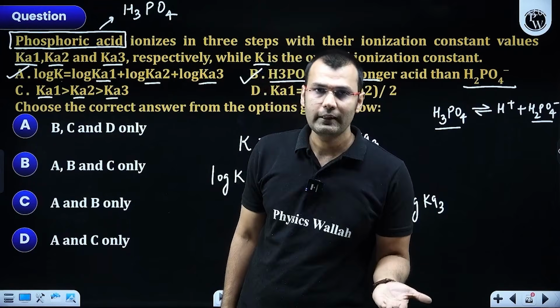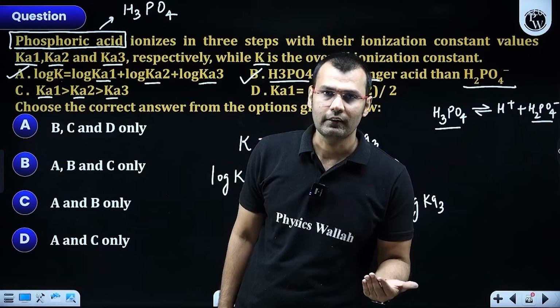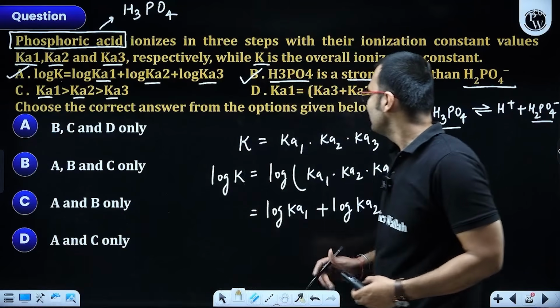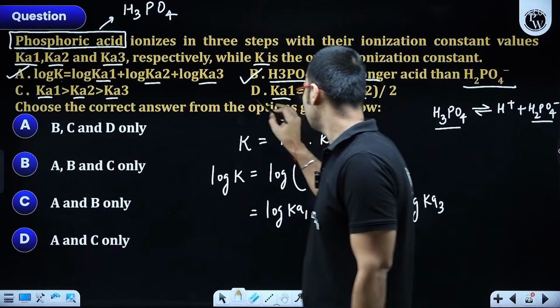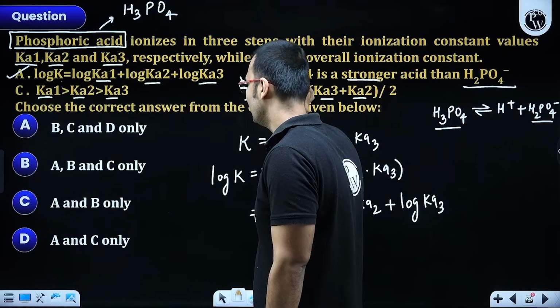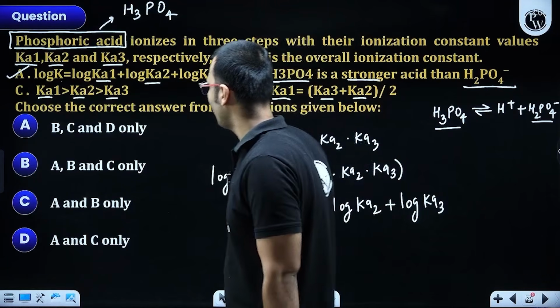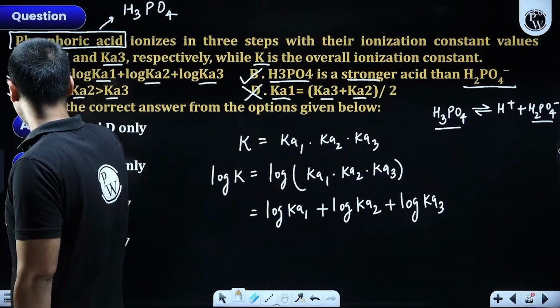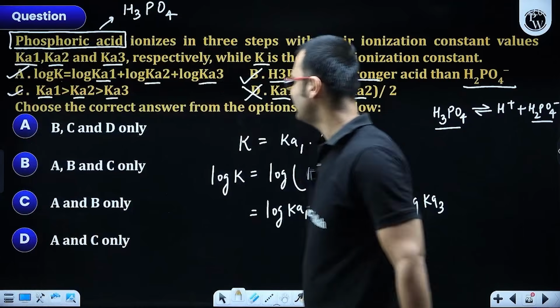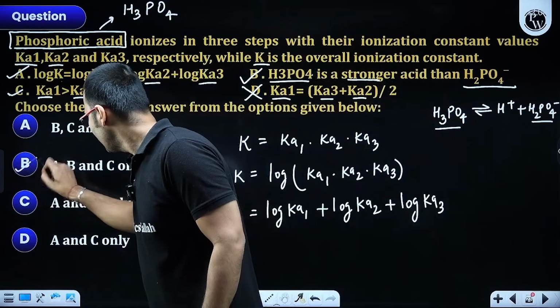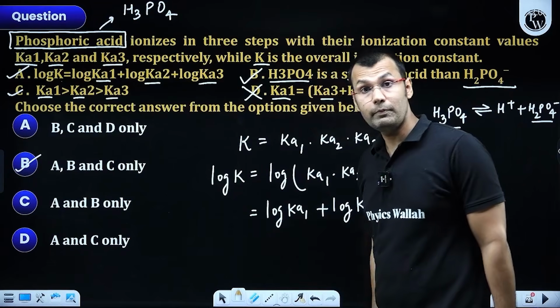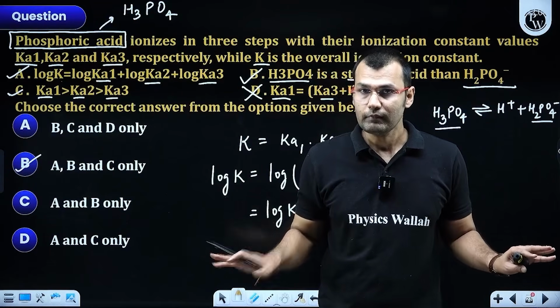So K1 will be greater than K2, greater than K3, right? Last point is K1 is the average of K3 and K2. It's not necessarily true, right? So the only correct points here will be A, B and C, and A, B, C are there in option B.